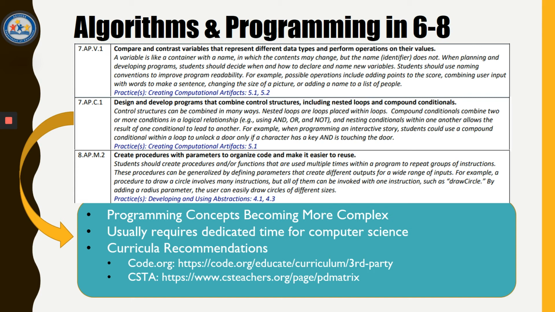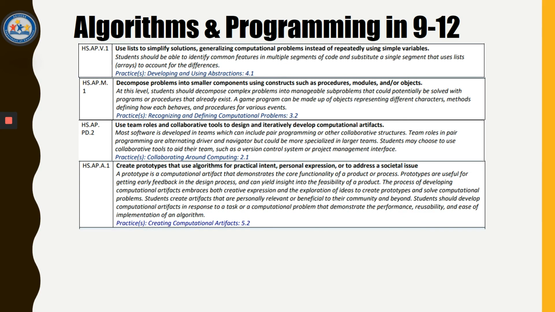You may want to reach out to other teachers in your district or neighboring districts, or teachers in your local CSTA chapter to hear about curricula they're using and their experiences with how well it maps to the Arizona standards.